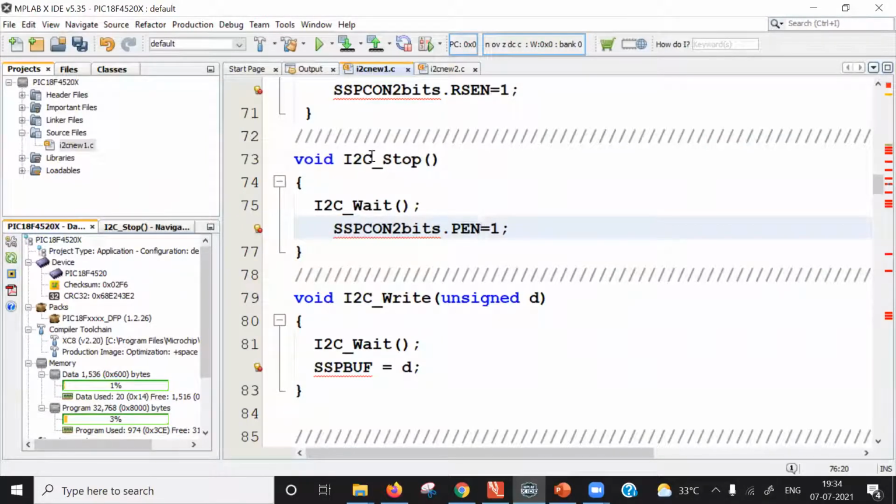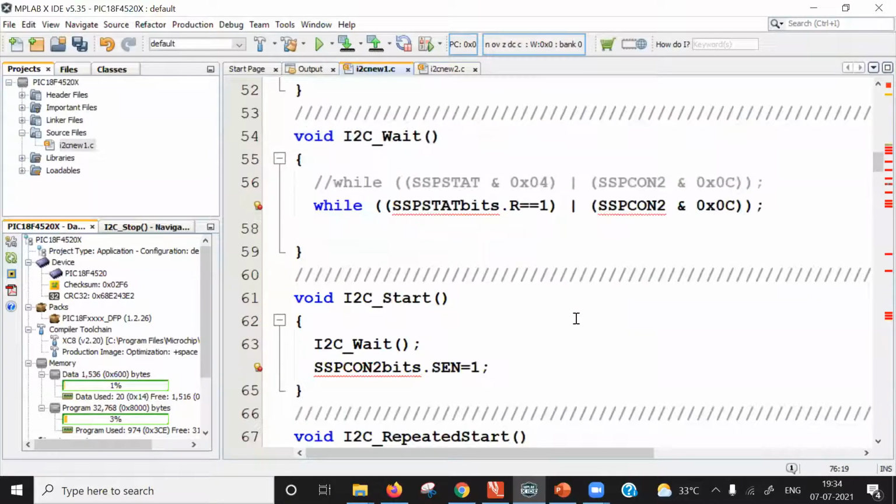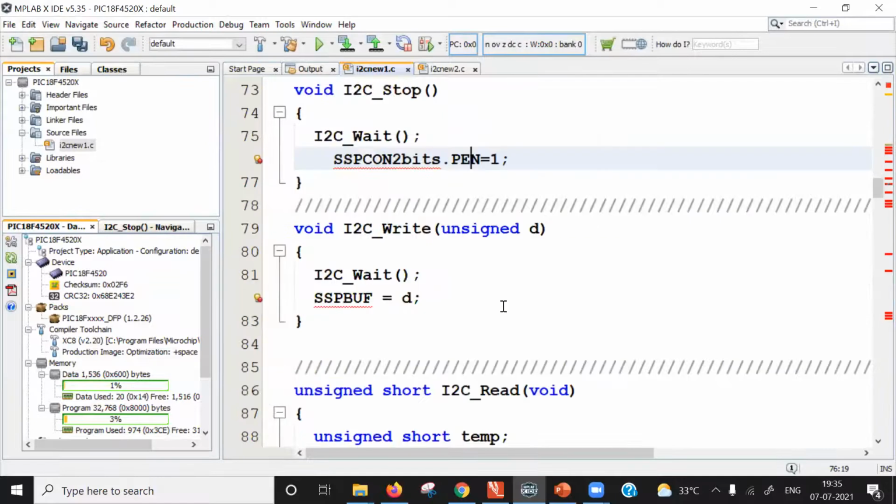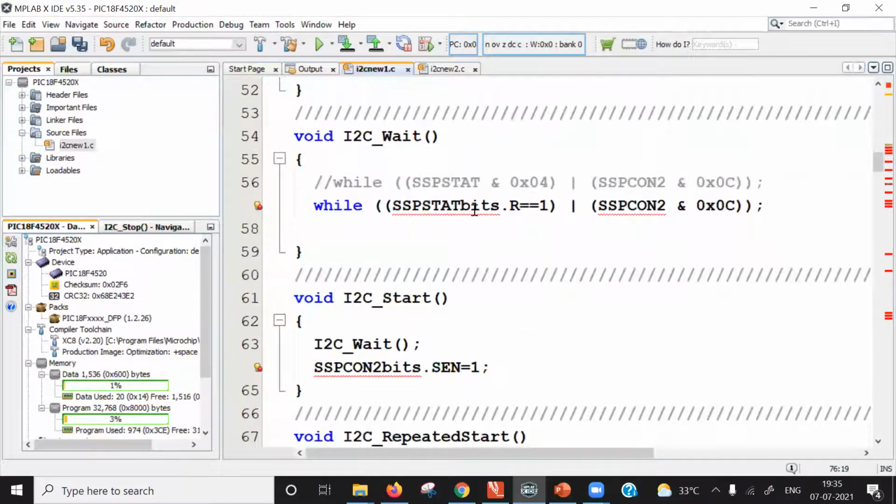Already in my program, this subroutine I have not discussed. And in this I2C stop function, I am going to discuss the meaning of this PEN bit. This PEN bit is there in 2 subroutines, the I2C wait function as well as the I2C write function. In the I2C wait function, we check what is the status of that bit. When the status of that bit is 1, it means that the earlier read operation is not complete. That is the meaning.